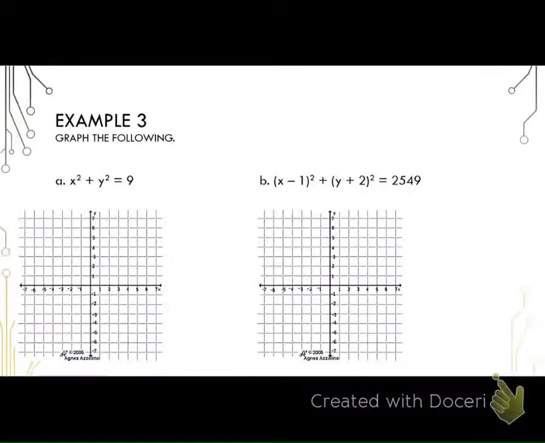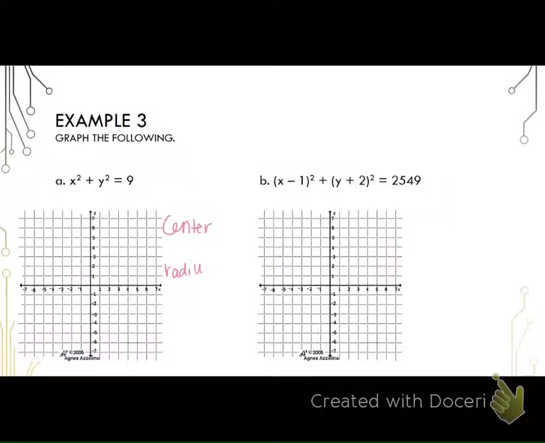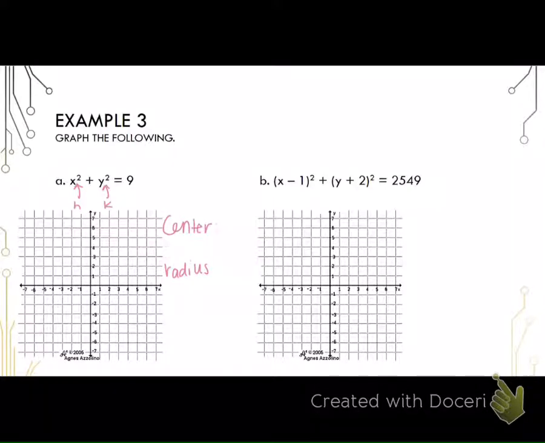Okay, so we need the center of the circle and the radius to be able to graph it. How are we going to find the center of the circle? Where's my center at here, guys? It's x squared plus y squared. Are there any numbers between the x and the square or the y and the square? Nope. So we have a center at 0, 0.